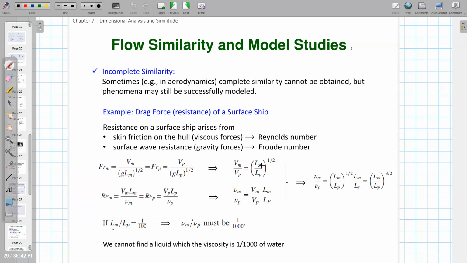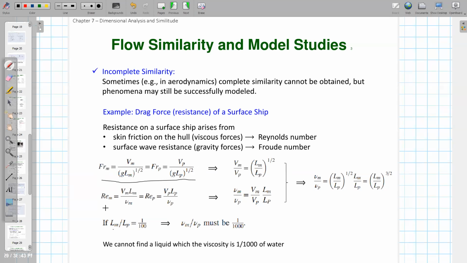For example, if your model size is just 1% of the prototype, if Lm over Lp is 1%, 0.01, then in your experimental study, for the velocity of this ship, you just need to make sure that the model velocity should be just 0.1 of your realistic ship velocity, so that you can guarantee that the Froude number is the same. So this is what you can achieve from the Froude number being the same.